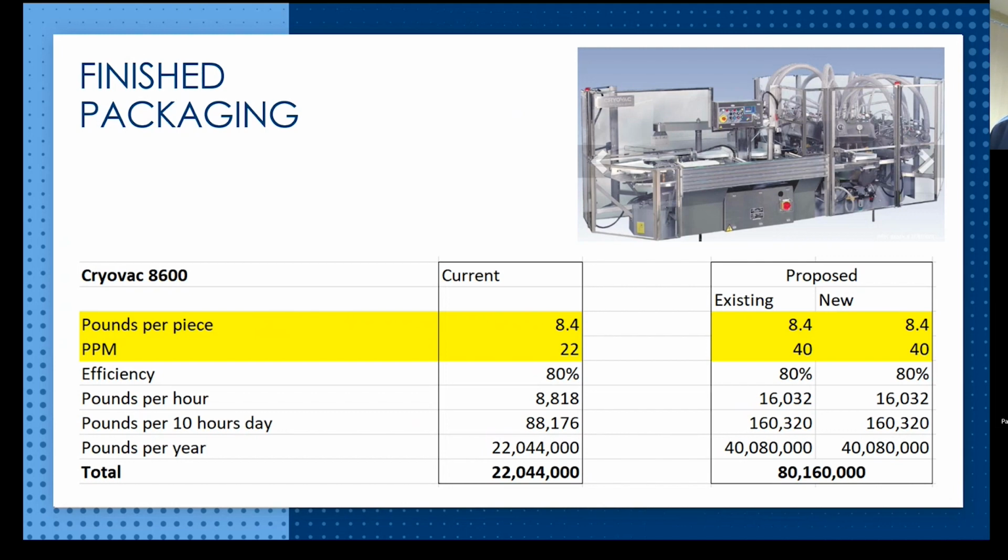And we determined that we did need to add one machine. And a new machine could run faster than the old machine. And the old machine in this application, we were able to make some modifications to it, increase the vacuum pump size, so we could increase its pieces per minute as well. But it just wasn't enough, so we had to add a second.